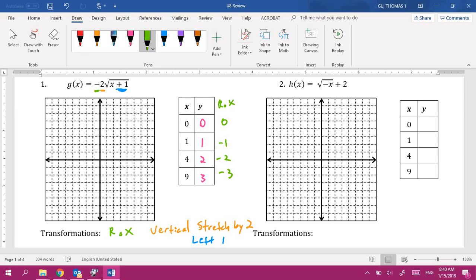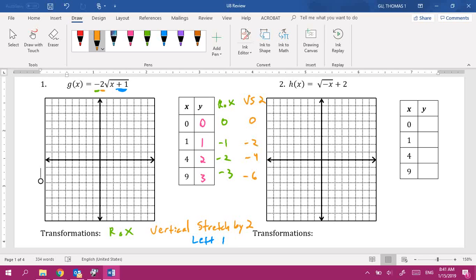Okay, next we have vertical stretch by 2. What does that do to your table values? Right, multiply all the y's by 2, because vertical is y, and it's a factor of 2. So 0 times 2 is 0. -1 times 2 is -2. -2 times 2 is -4. And -3 times 2 is -6.